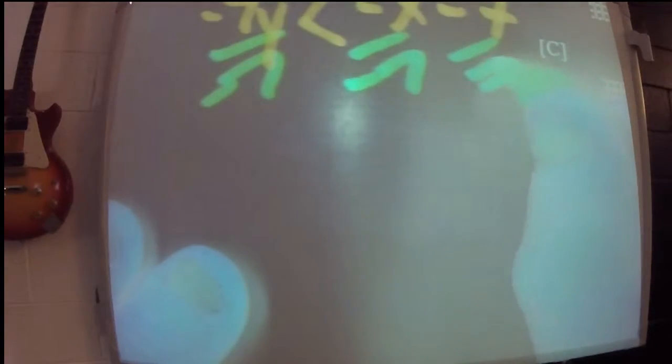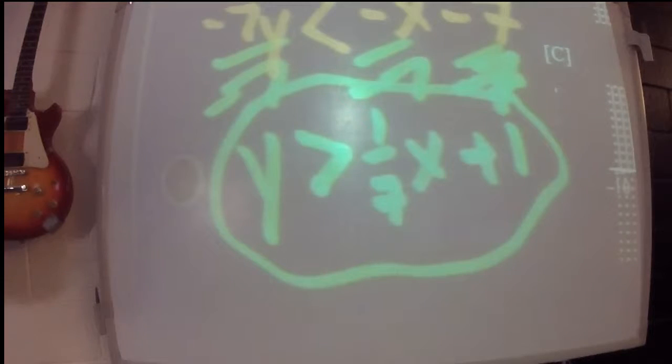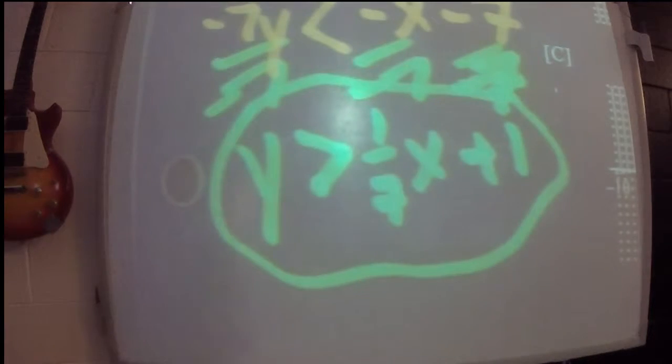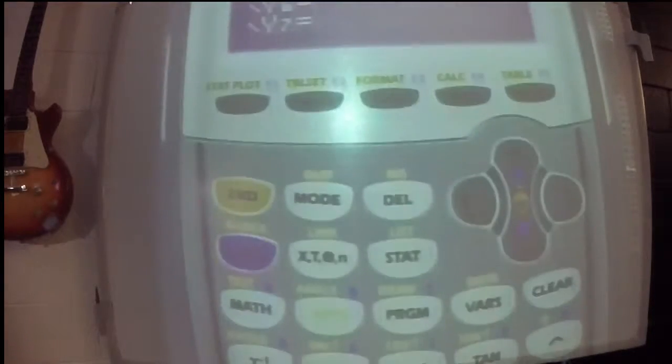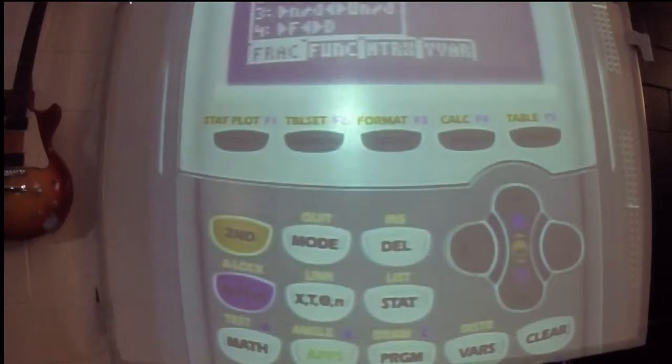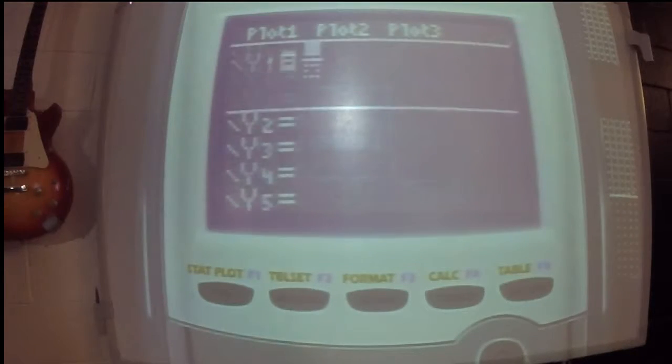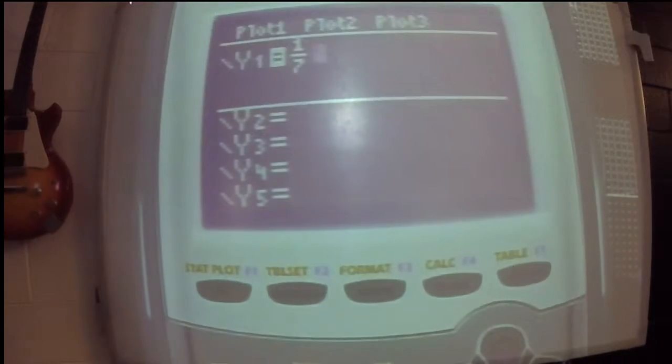So divide everything by negative 7. And this becomes y is greater than negative x over negative 7, which becomes positive 1 over 7x plus 1. So put 1 over 7x plus 1 in your calculator, and then we'll worry about shading it. If you have one of the newer ones, you can hit alpha y equals, and that will allow you to hit enter and put your 1 over 7 in. 1 over 7x plus 1.